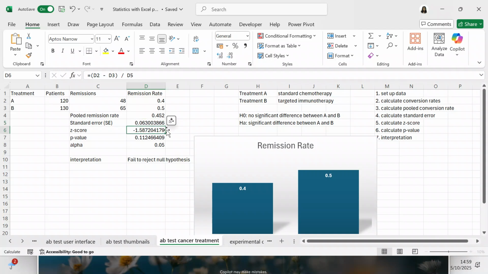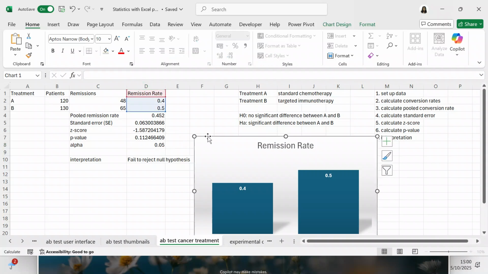Our z-score is calculated as D2 minus D3 divided by D5. And so your z-score is negative 1.587. You've got a p-value equals 2 times brackets 1 minus NORM.S.DIST brackets ABS brackets D6 comma TRUE. So your p-value is 11.2466%. Our alpha, which is your significance level, is 0.05.